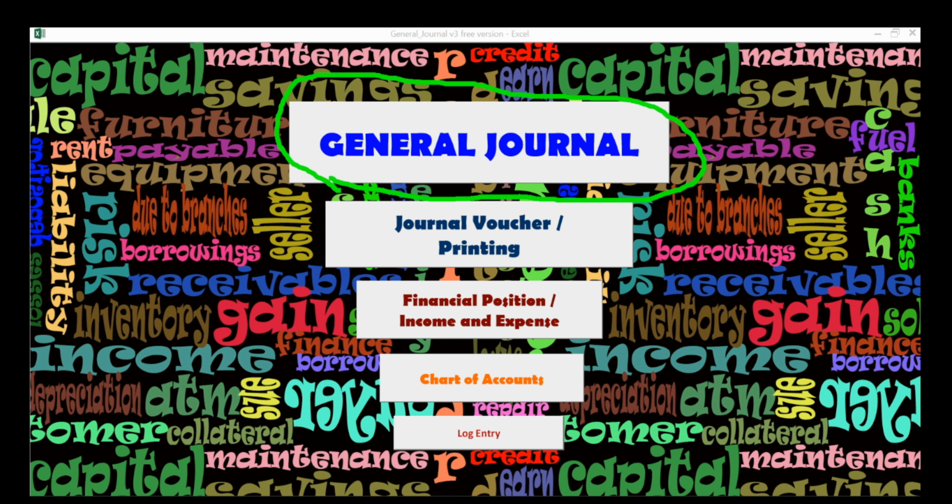You'll be able to use the journal voucher printing for journal posting of transactions. Also, you will be able to generate system-generated financial reports, like the statement of financial position and income statement. But before that, you'll have to provide your accounts or financial accounts before using this Excel file. So you have to input your chart of accounts first.